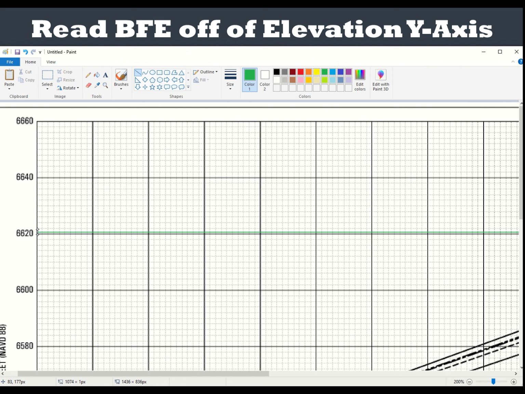Next, we'll read that elevation off of the y-axis. So here we have a different scale. One large square is 20 feet. So one small square is 2 feet. So we'll read the elevation off of this axis. So this looks like about 6,620.5. And that value is your BFE.